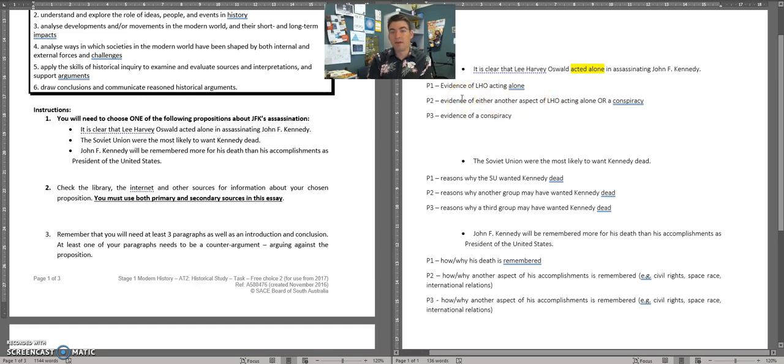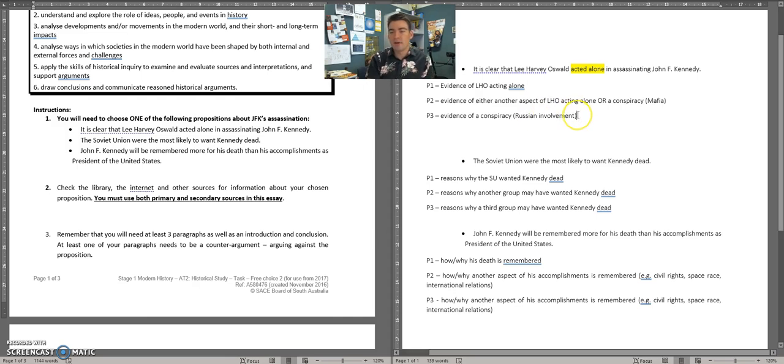Or, if you do think that it was more a result of a conspiracy, then we can use the second paragraph to talk about a different conspiracy to the one that you would do in paragraph 3. So for example, I might choose to do paragraph 1, evidence of Lee Harvey Oswald acting alone, but then paragraph 2, my conspiracy might be about the mafia, and then paragraph 3, my paragraph will probably be about Russian involvement. And that would be how I would get around this essay.